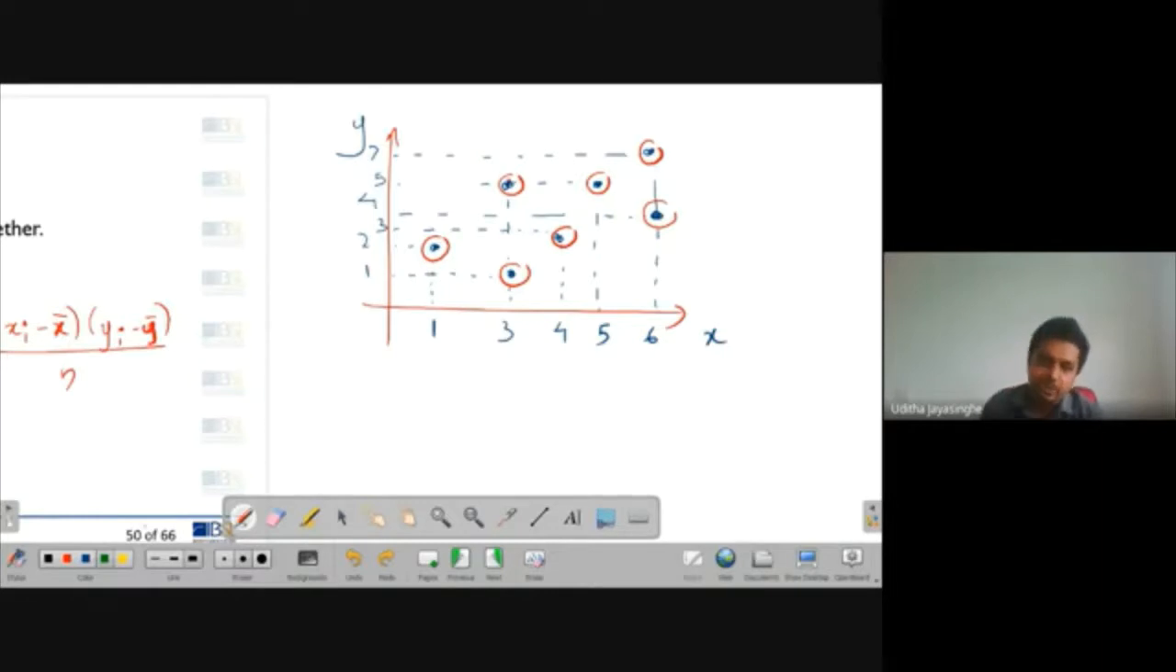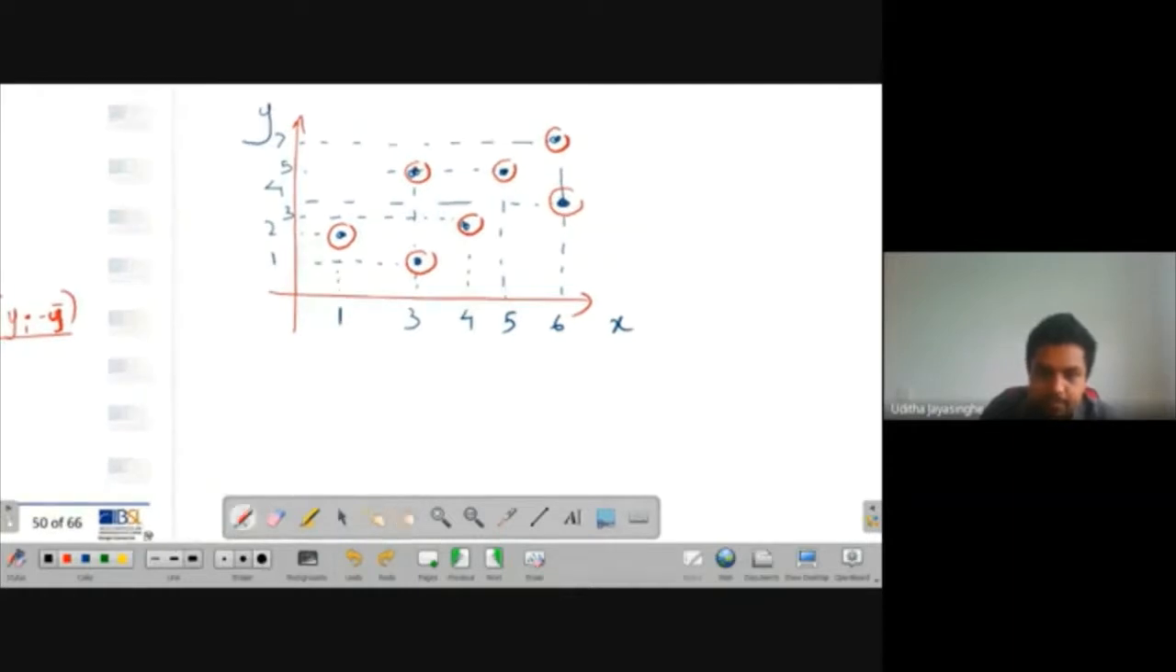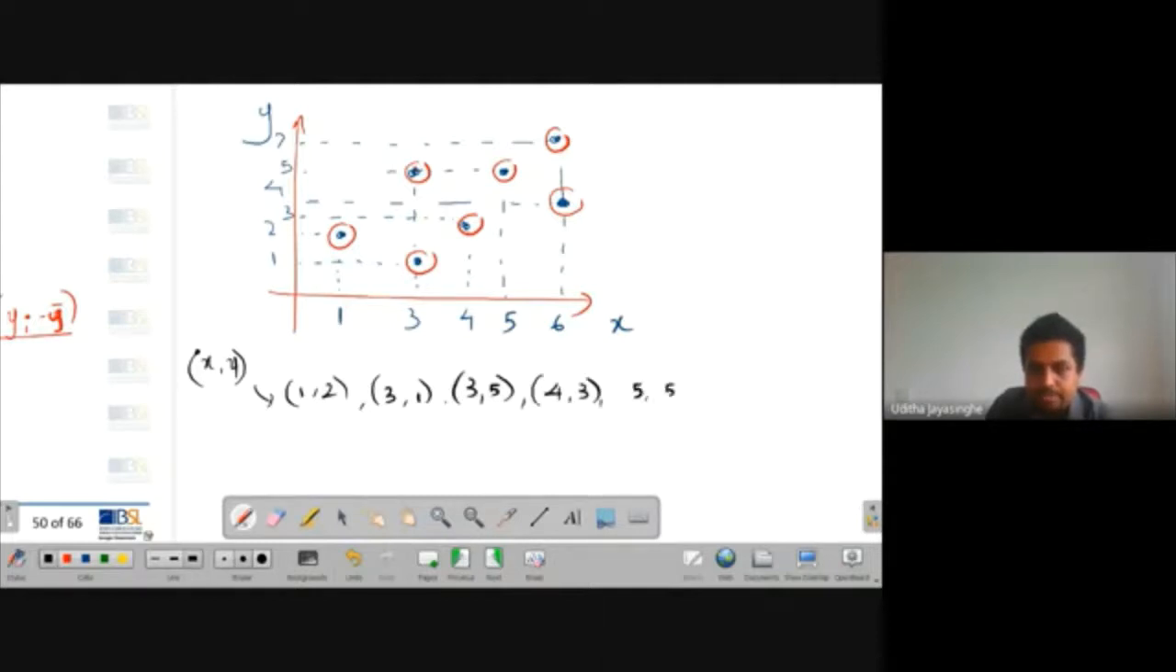If I take these values into some kind of a plane for our discussion purpose, this is 1 comma 2. How do we write this? It is x comma y always. So this is 1 comma 2. This is 3 comma 1. This point, 3 comma 5. This one, 4 comma 3. 5 comma 5. 6 comma 4, and 6 comma 7.